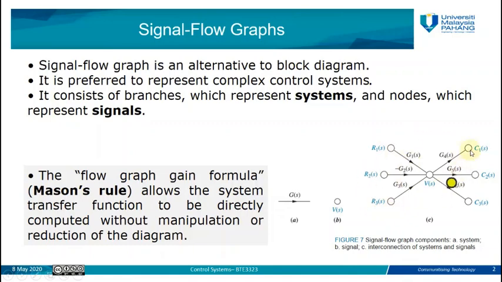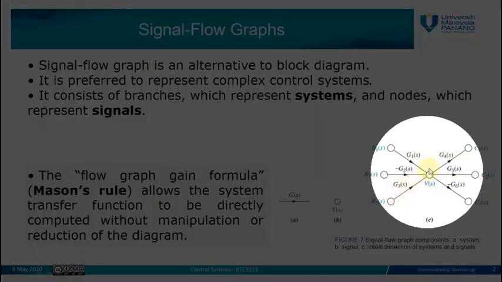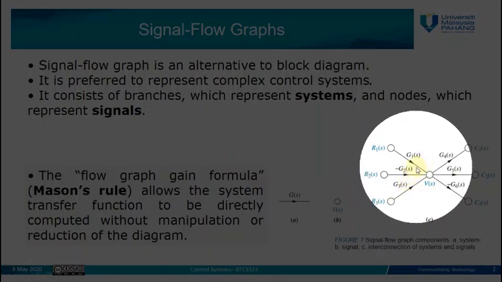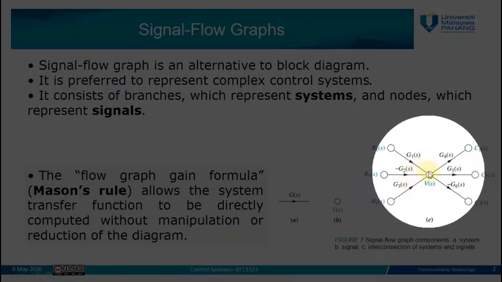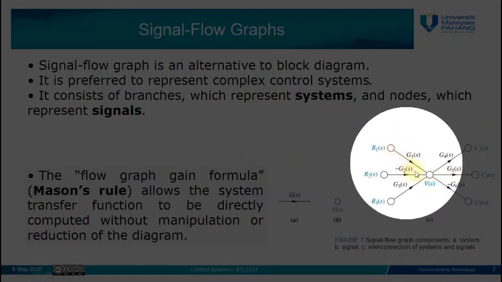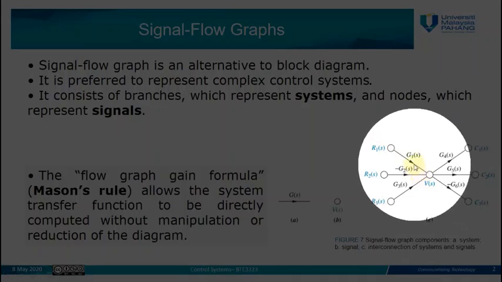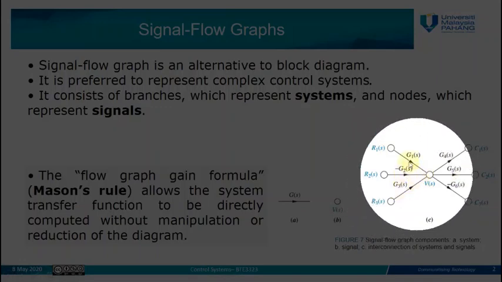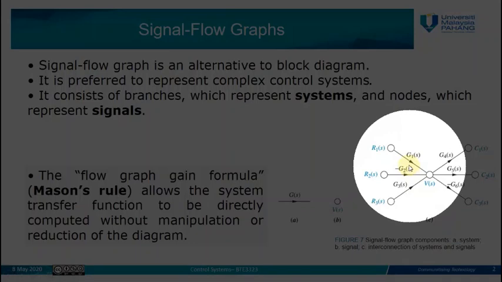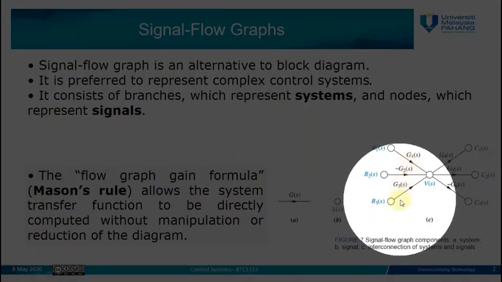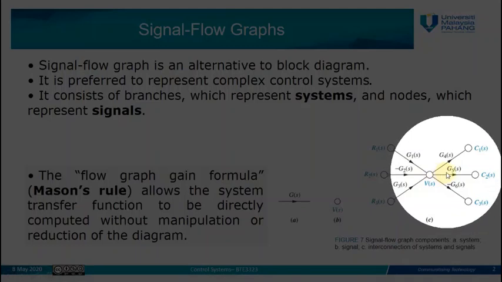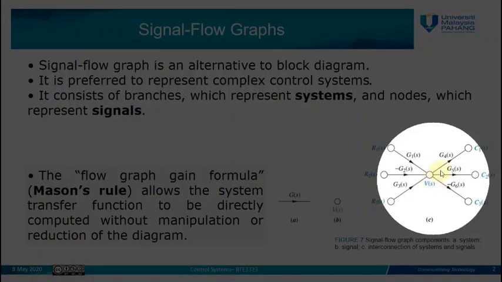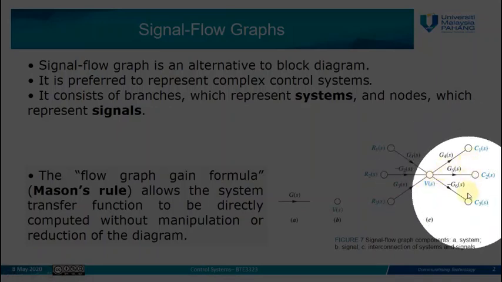As we can see here, this is an example for signal flow graph. In this example we have several nodes, roughly 7 nodes, and we have 6 branches. There is a connection between nodes by using these branches, which represent subsystems. So between R1(s), R2(s), R3(s) and V(s), there are 3 branches. Each branch represents one system, which is G1(s), negative G2(s), G3(s). And also here we have another 3 subsystems which are represented by 3 branches between node V(s) and nodes C1, C2, and C3.